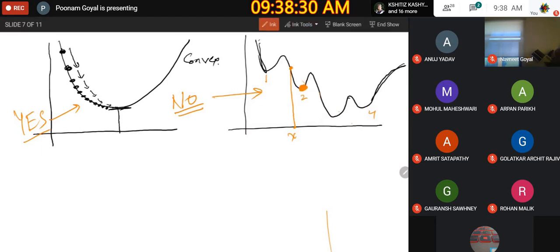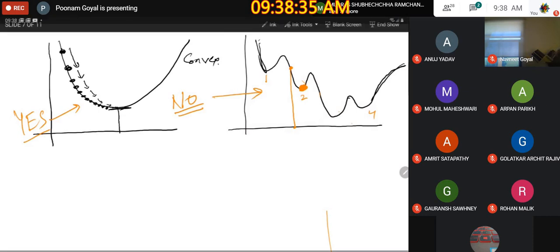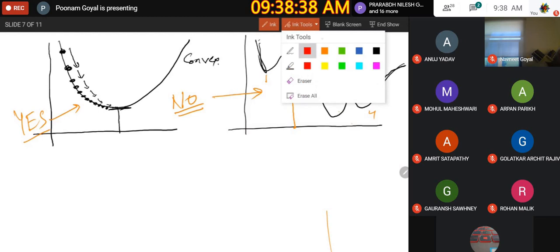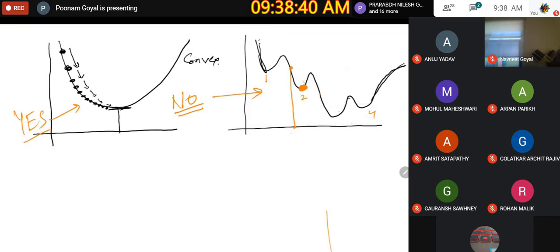So suppose I started off with this point. Okay. At this point here, and I landed up here in 2. So what can I do to get to the global minima? What can I do to get to the global minima?